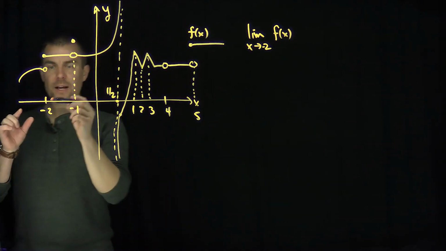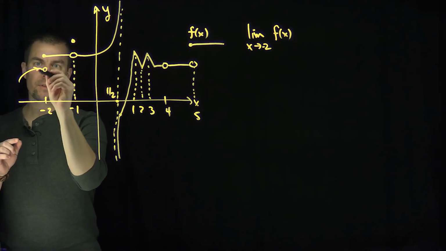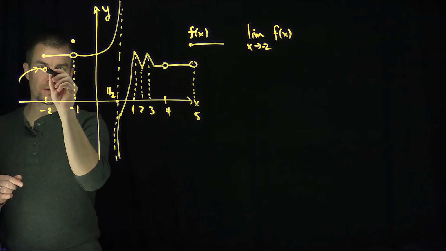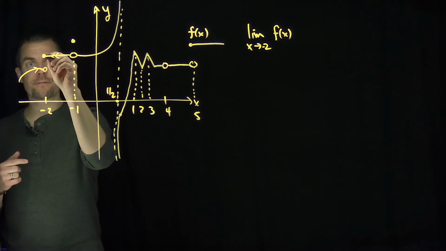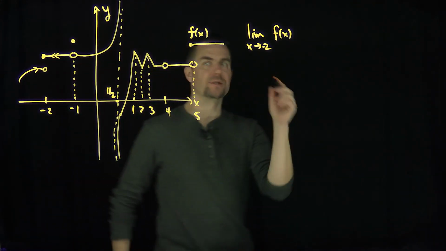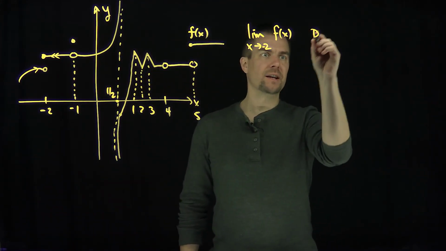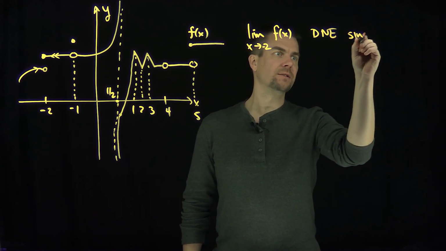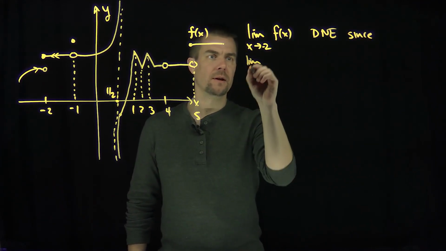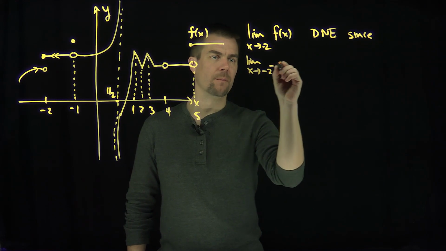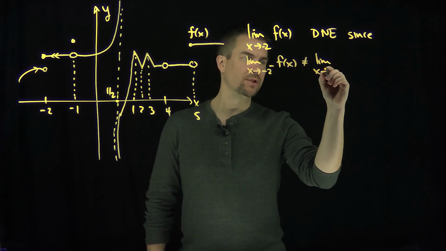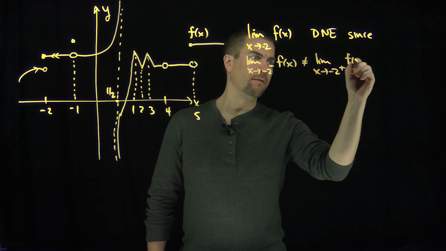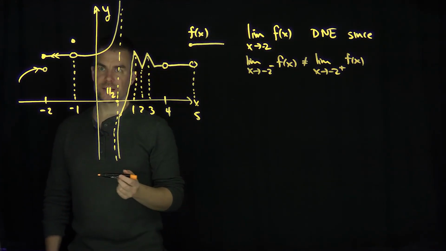Well, what's going to happen is as you're approaching -2 from the left, you're approaching this open circle over here, and as you're approaching -2 from the right, you're approaching a different value over here. So the right and left limits are different, so this limit does not exist, since the limit as x goes to -2 from the left of f of x is not equal to the limit as x goes to -2 from the right of f of x. So the limit at -2 does not exist.